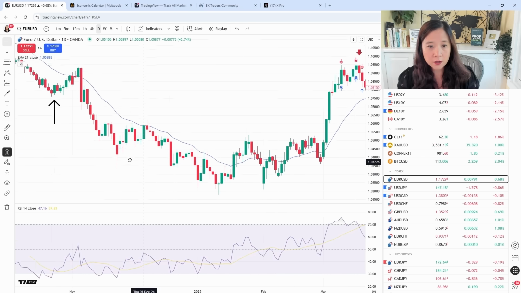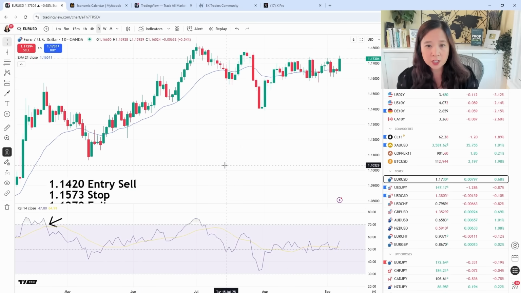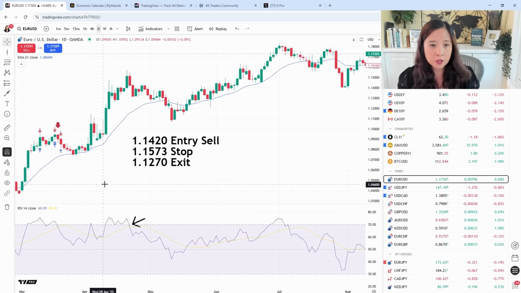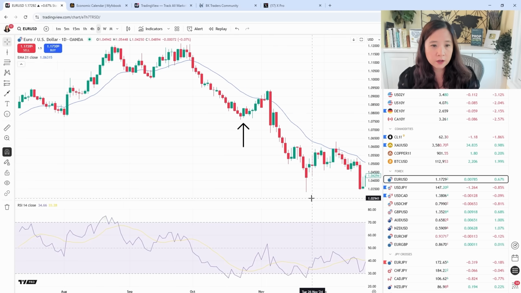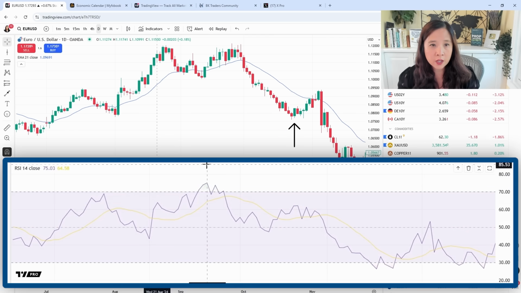So how many have we looked at on the daily chart? We looked at 1 here, 2, 3, 4. 4 winners here on the setup. I can show you another one here.